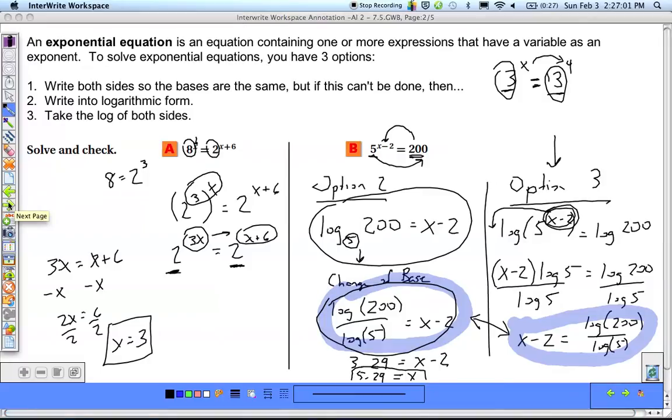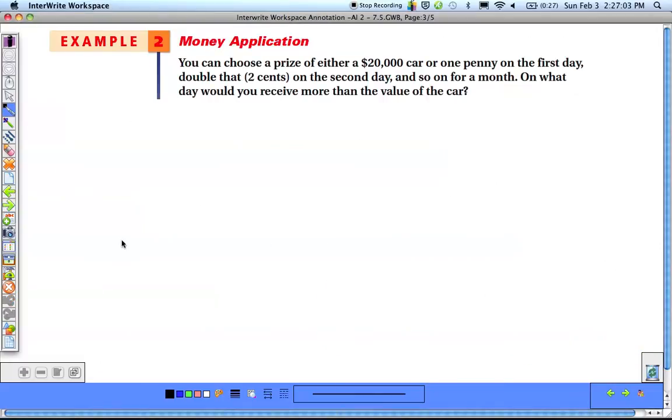So let's take a look at a word problem. You could choose a prize of either a $20,000 car or 1 penny on the first day, double that to 2 cents on the second day, and then keep doubling that so on for a month. On what day would you receive more than the value of the car?